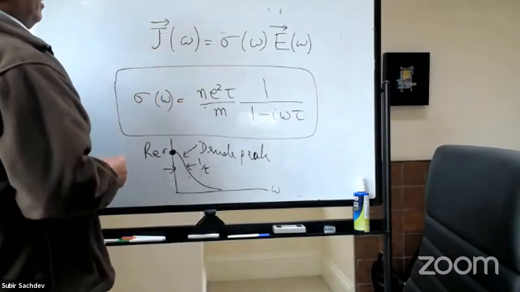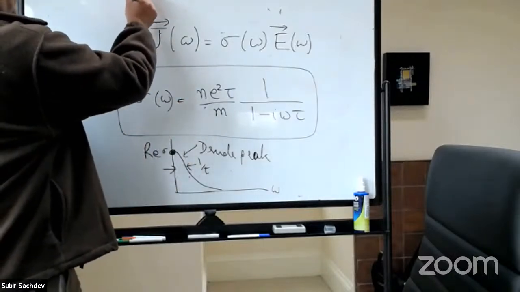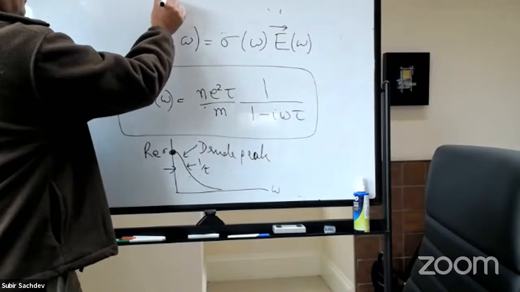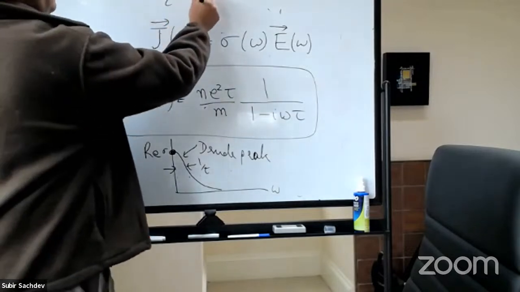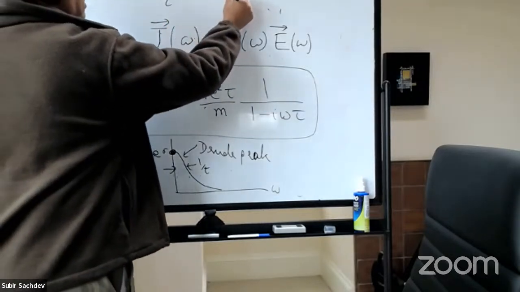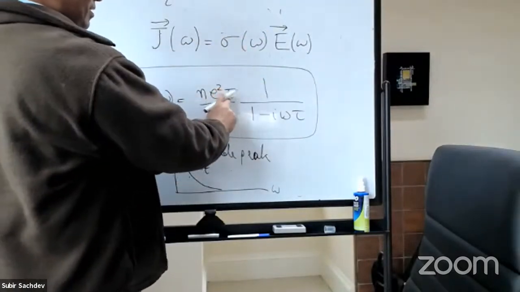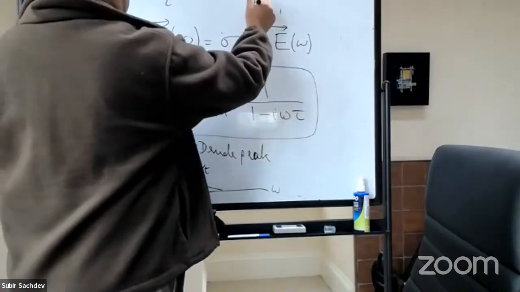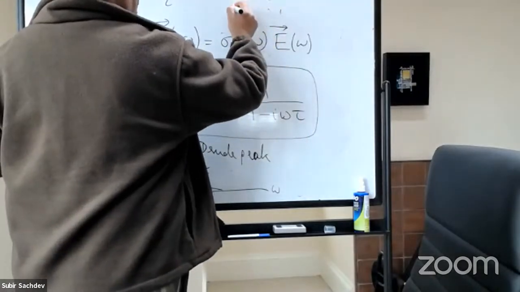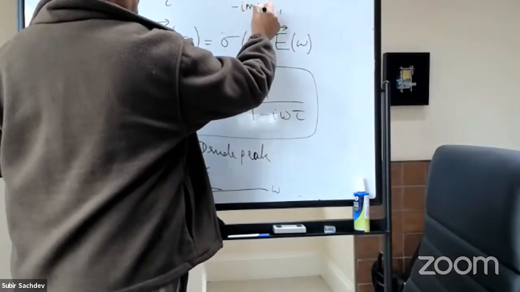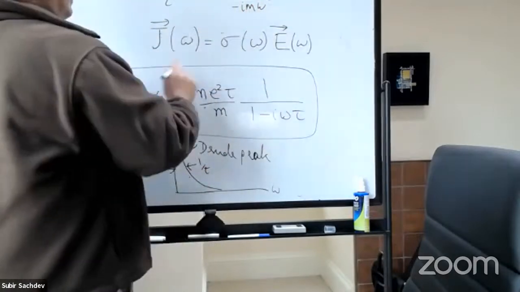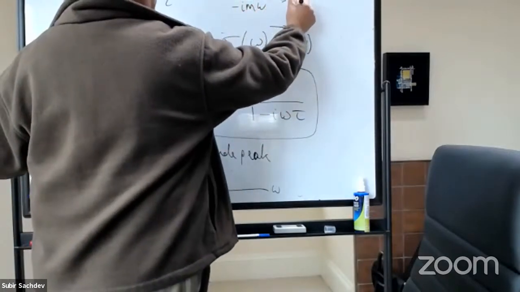There's another interesting feature of this: as omega is much, much bigger than 1 over tau, the high frequency limit, sigma of omega is just n e squared, the tau will cancel out, this tau cancels with that, n e squared over minus I m omega. And you can just check, that's just Newton's laws.